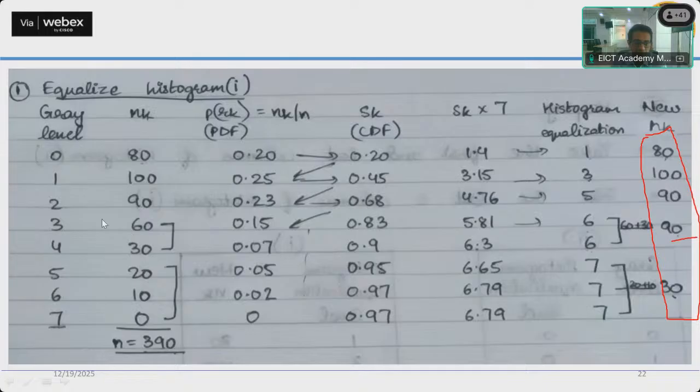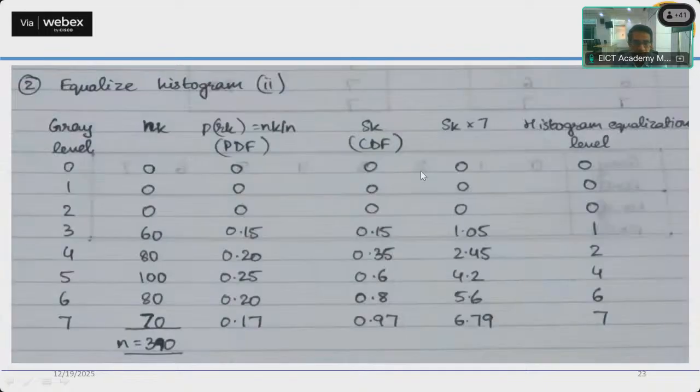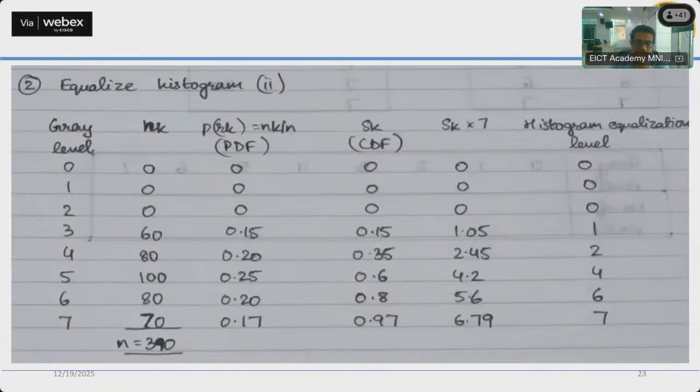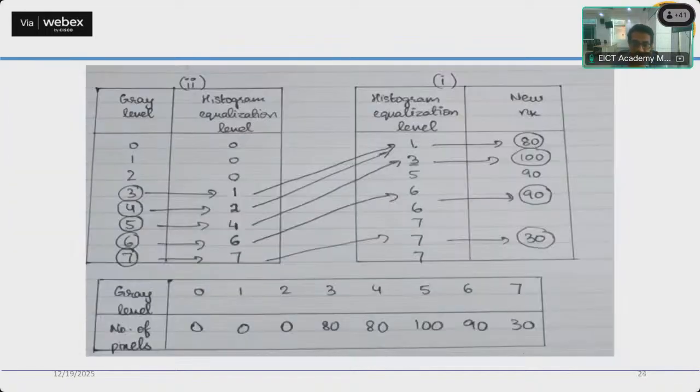In 1, what you are seeing is that 2 is basically mapped to the 5. 1 is mapped to the 3. 1 is mapped to the 3, and 4 is mapped to the 3. Equalization level 1, 2. This is the fifth one. This is the sixth one. And then it is the seventh one. So thereafter it has done it.